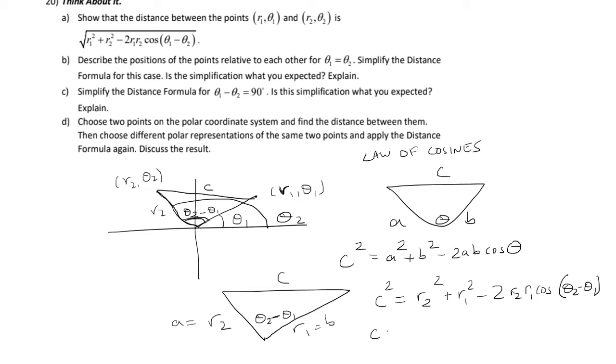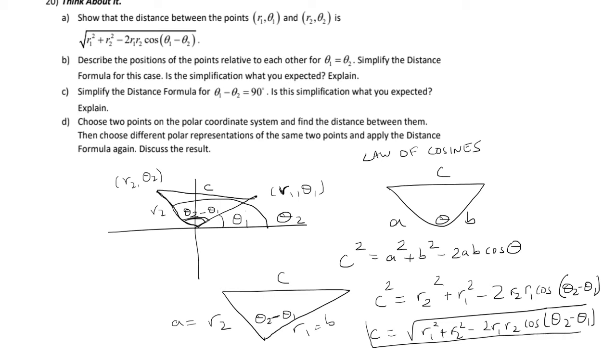So I take the square root of both sides, and just to keep it the same, I'm going to switch the order of r1 and r2. So I have the square root of r1 squared plus r2 squared minus 2 times r1 r2 cosine of theta 2 minus theta 1. This is exactly what you get for part A. So part A is complete.